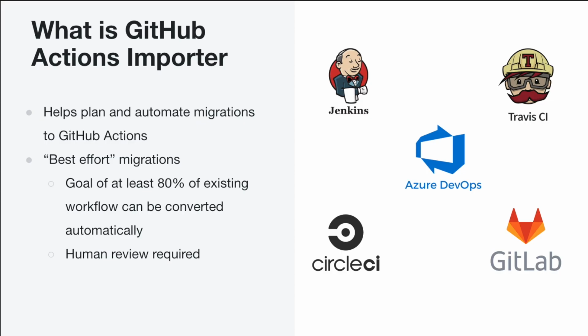GitHub Actions Importer is a tool to both plan and automate your migration to GitHub Actions. There are 5 CI/CD systems supported by the product, and any converted workflow from GitHub Actions Importer has a goal of converting at least 80% of any given workflow. The remaining percent must be converted manually, and as such, any output of the product should be reviewed with human eyes prior to taking it as your production workload.